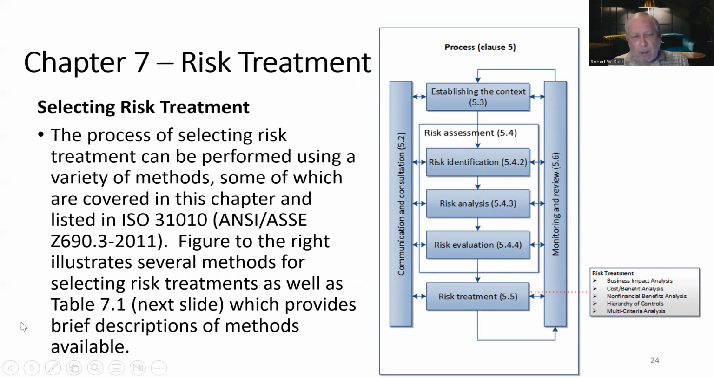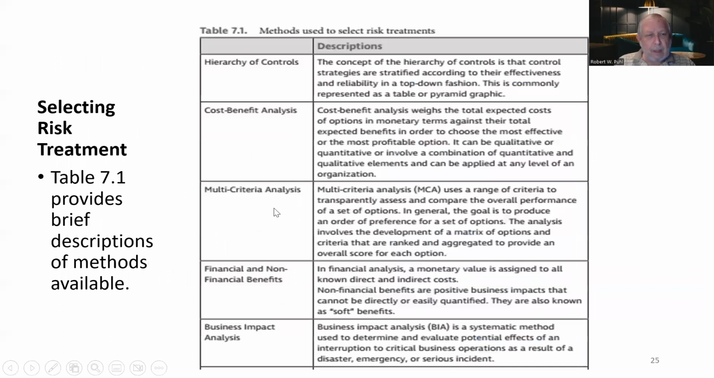So I'm not going to dwell on them here because I want to talk about them. Selecting risk treatment. This provides brief descriptions of the methods available, and some of them we're going to look at. Guess what is number one on the hit parade? Hierarchy of controls. We all know what that is. We've had some exposure to it, and it is the most important thing, I think.